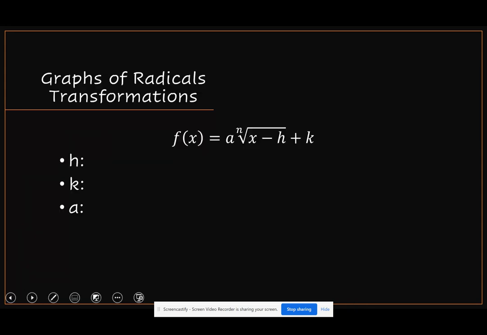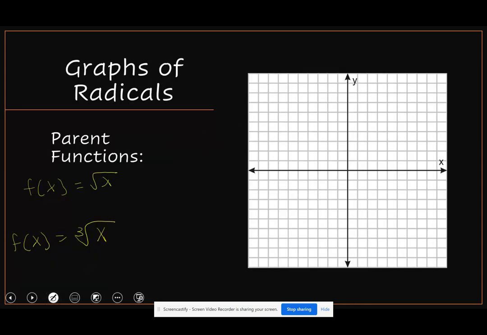So if we think about this, for the square root of x, the square root of 0 would be 0. The square root of 1 is 1. The square root of 4 would be 2. Square root of 9 would be 3, and so on. So we don't have negatives for the square root, so our function just looks like this. So that is our parent function.